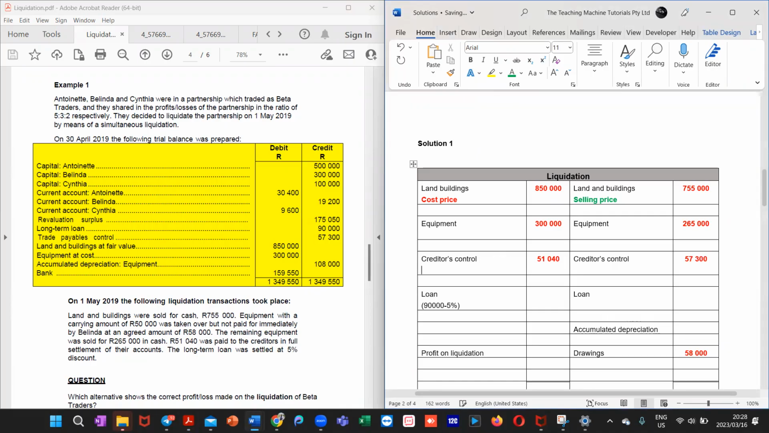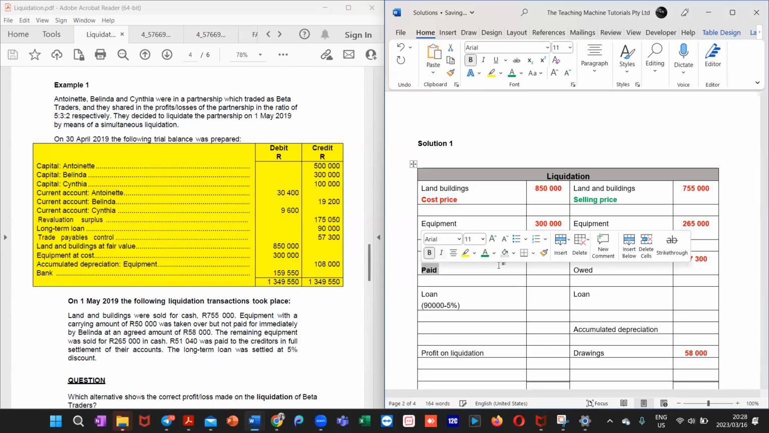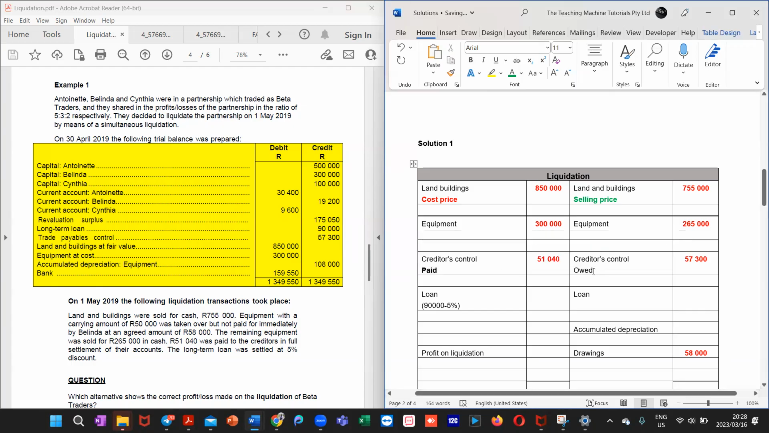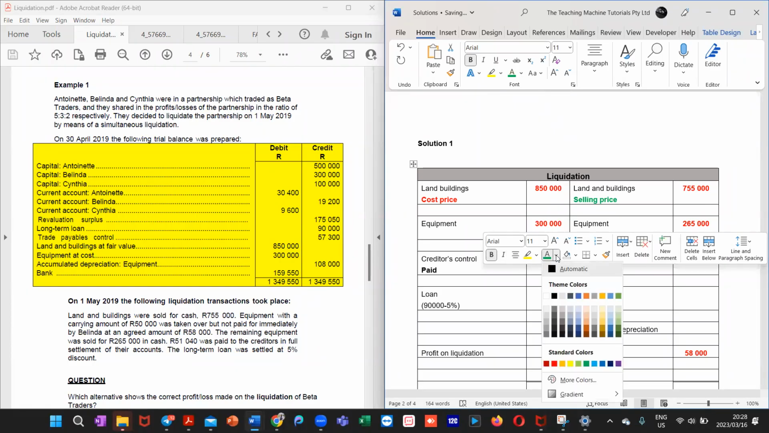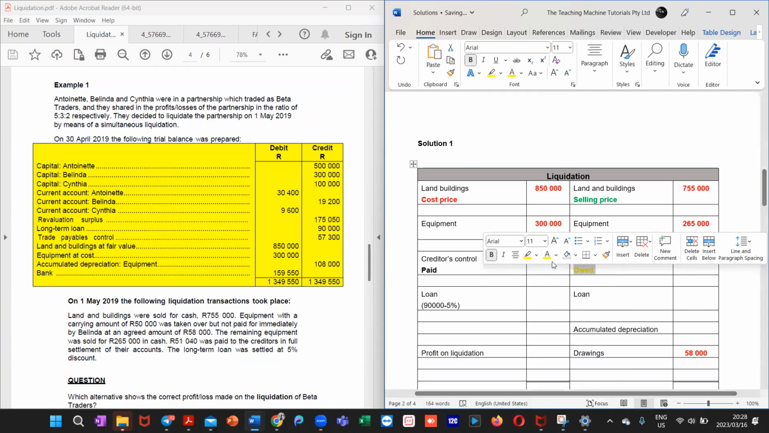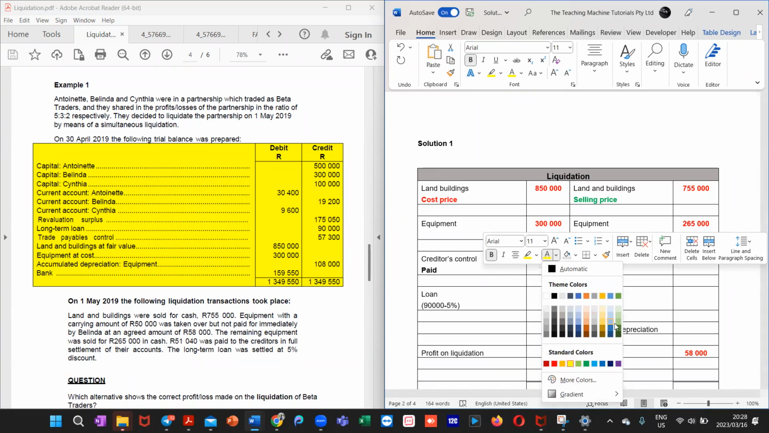Okay, so let me say paid, and then here it's owed, so that students will understand why we are having two amounts of creditors control. I think it should be yellow. No, yellow is not clear enough.